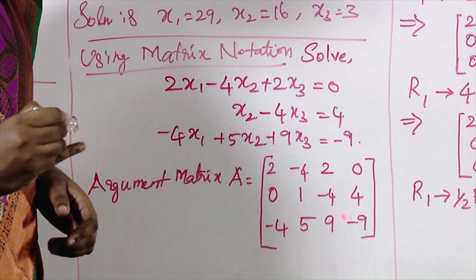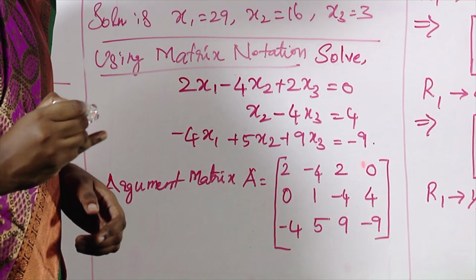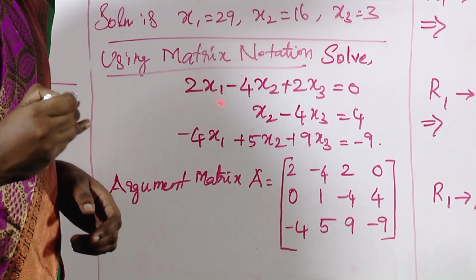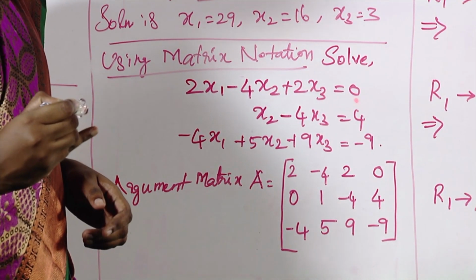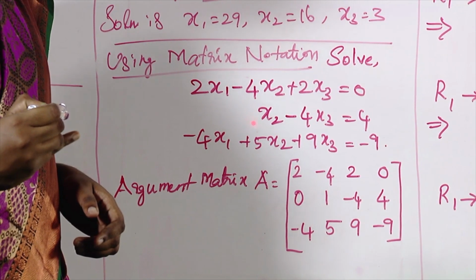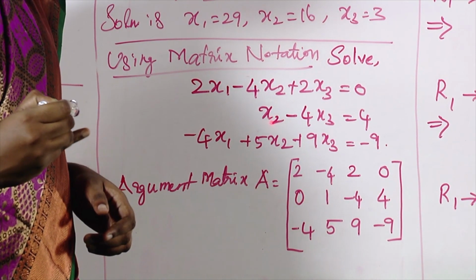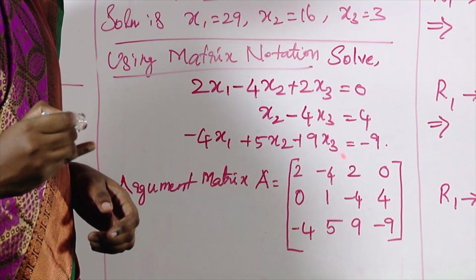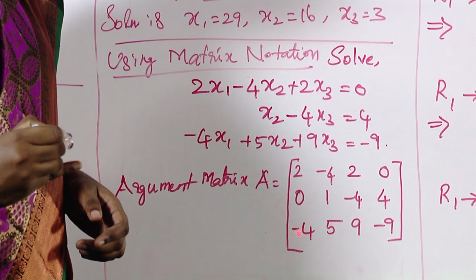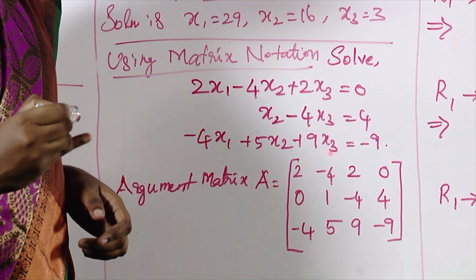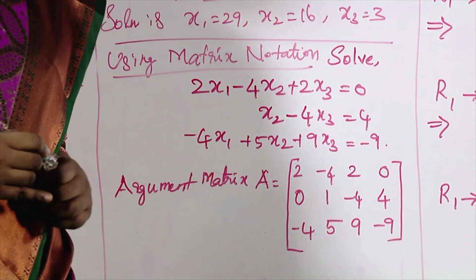The first 3 rows and 3 columns are the coefficient matrix, and together with this I have added one column with all the constant terms. So the coefficient of x1 is 2, the coefficient of x2 is -4, the coefficient of x3 is 2 and the constant here is 0. Similarly, I do not have any x1 term in the second equation, which means the coefficient is 0, so I have added 0 here, and then the coefficient of x2 is 1, the coefficient of x3 is -4 and the constant is 4. In the third equation I have the coefficient of x1 to be -4, the coefficient of x2 is 5, the coefficient of x3 is 9 and the constant is -9. So now I have formed an augmented matrix.